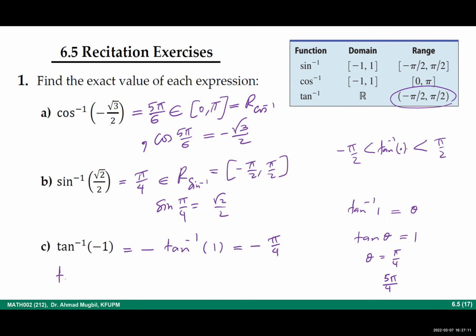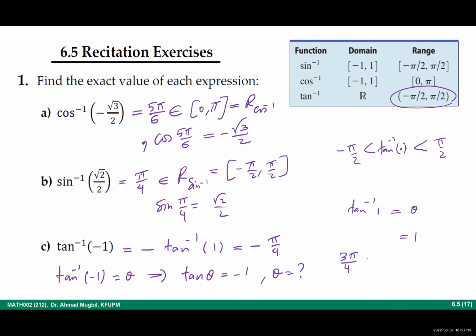Another way to solve this is directly. You need to call this theta and ask yourself, what is the angle whose tangent is negative 1? So this means tan theta equals negative 1. What is theta? You may say 3 pi over 4. This angle, its tangent is negative 1.